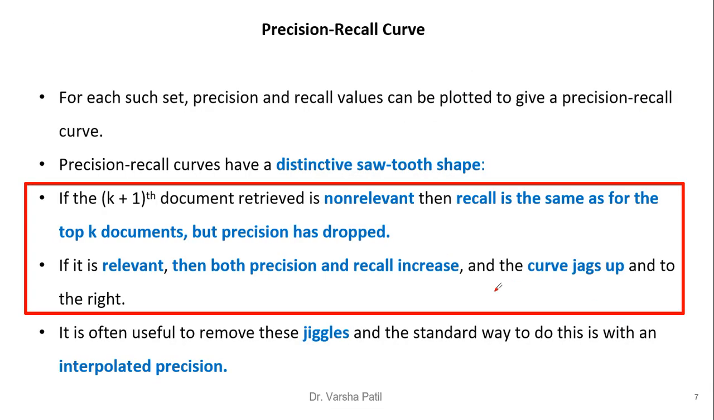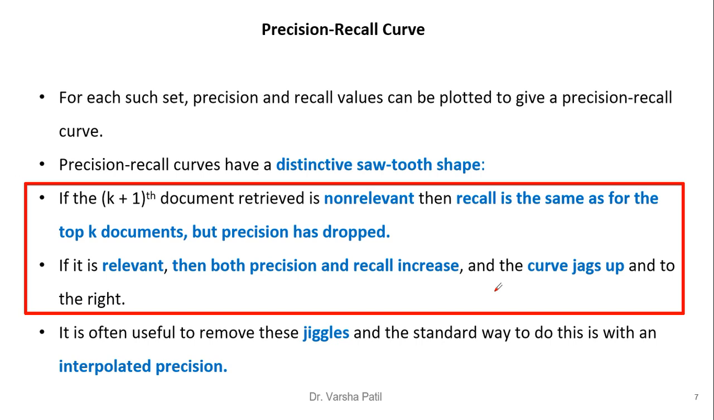Precision-recall curve. For each such set, precision and recall values can be plotted to give the precision-recall curve. Precision-recall curves have a distinctive sawtooth shape. The reason for that shape is that if the k+1 document retrieved is non-relevant, then recall is the same as for the top k documents, but precision has dropped. But if the next document is relevant, then both precision and recall increase. That's why the curve jags up to the right. So this results in the distinctive sawtooth shape.